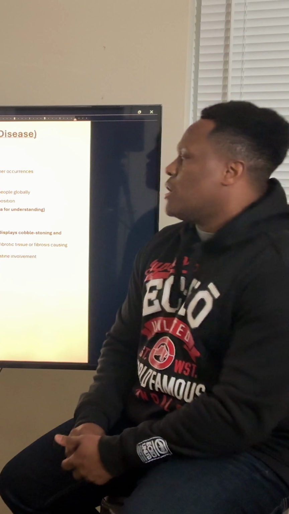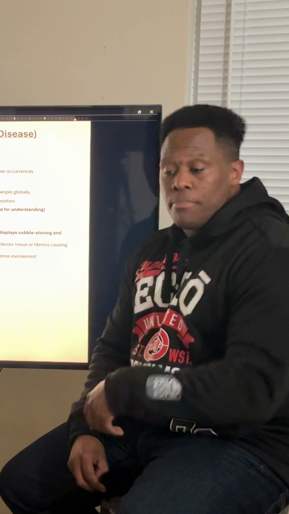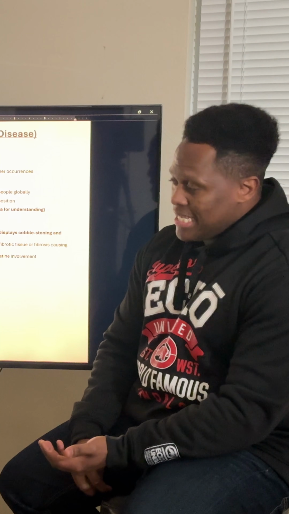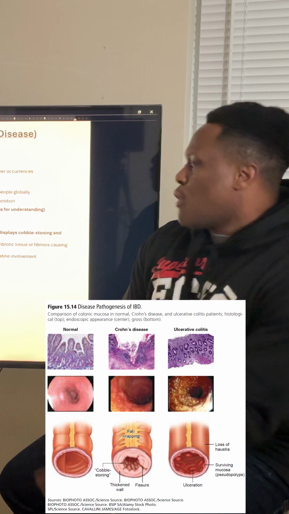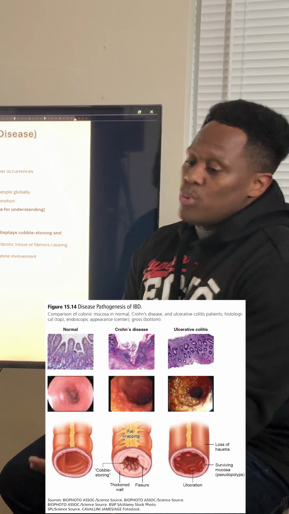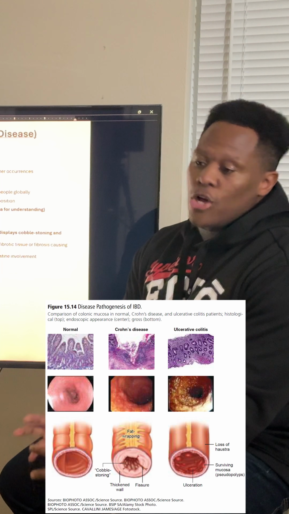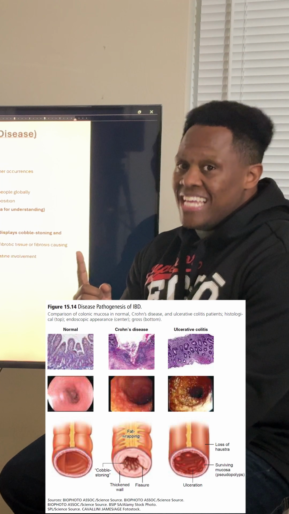I'm going to go into the two different types, Crohn's and ulcerative colitis. First, I'm going to put this figure up here, right? This is 15.14, and it's the comparison between Crohn's disease and ulcerative colitis. As you can see on the left side, that is what a normal colon looks like, right? That's our normal large intestine. The intestinal wall is thin enough as it is.